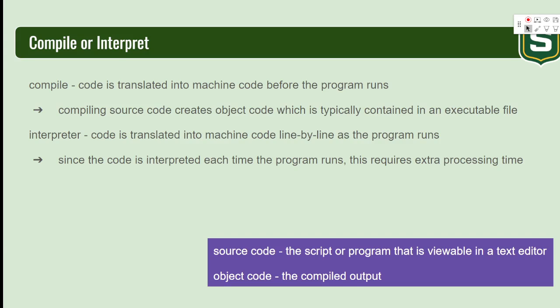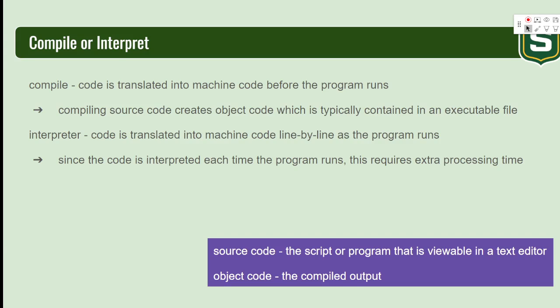An interpreter, on the other hand, does not make an executable. What an interpreter does is it makes machine code line by line. So it's going to run a line of the source code, convert it to machine code, then it's going to go to the next line, do it for the next line. It does not make a one-time process. So because it's interpreted, this does require extra processing time.